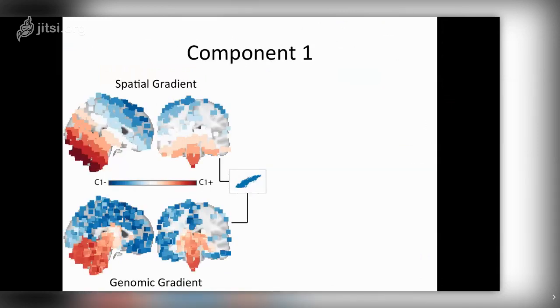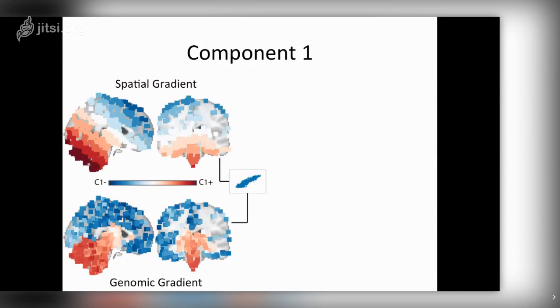Okay, so the genomic expression of this component is visualized on the bottom, and the covariant linear gradient through space is shown on top. And we're seeing a transcriptomic signature that has a ventral to dorsal emanation, and it seems to separate on the genomic side the cortex from subcortical structures.